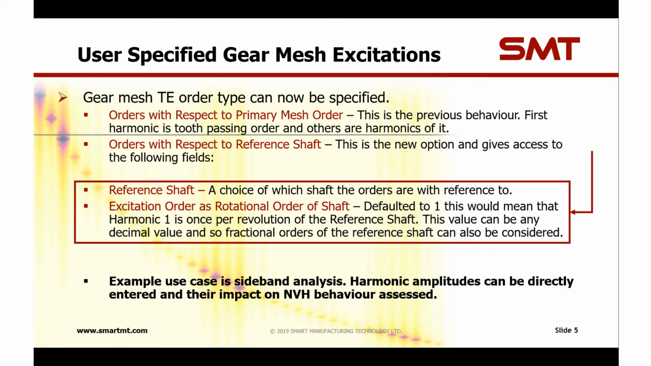The reference shaft gives you a choice of which shaft you want to reference to, and then you put in an excitation order as a rotational order of that shaft. One of the use cases is if you want to do some sideband analysis. If you have some harmonic excitation data, maybe from a test rig, in which you're seeing some sideband activity, you would be able to put that as a user-specified excitation within the software itself, and then view that as part of the MVH results.